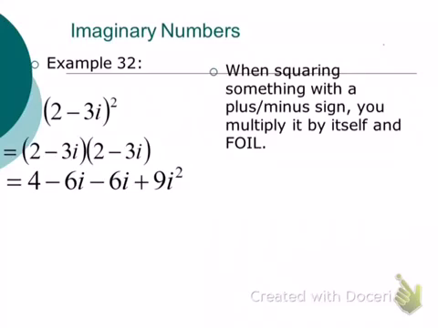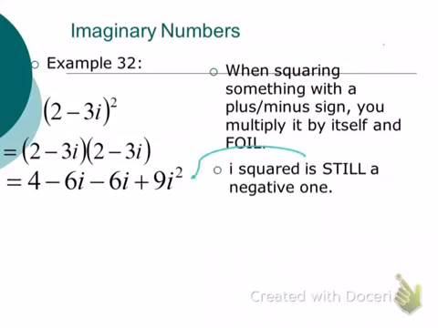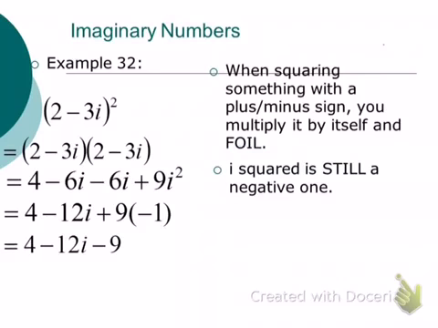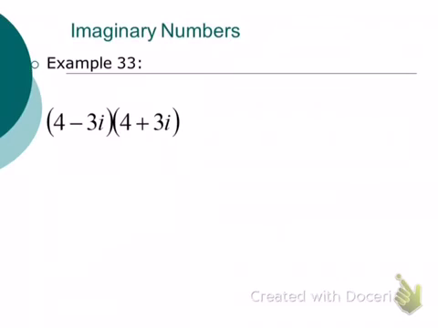And the i squared is going to become -1, which makes that -9. And we will get -5 minus 12i. All right? Easy, right? Okay, good. I thought this was a better lesson for today than the other lesson I initially planned to do today.